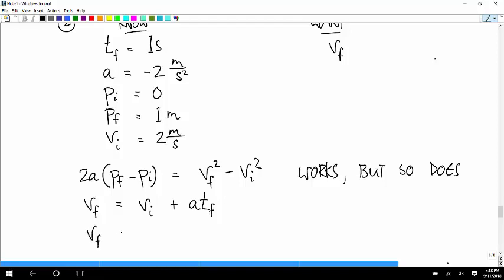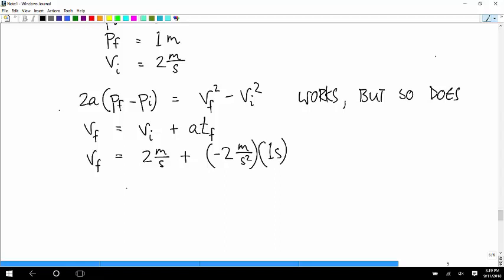Just give me 2 more minutes. v final is equal to 2 meters per second plus negative 2 meters per second squared times 1 second. And so that's equal to 2 meters per second minus 2 meters per second. And so v final is 0.